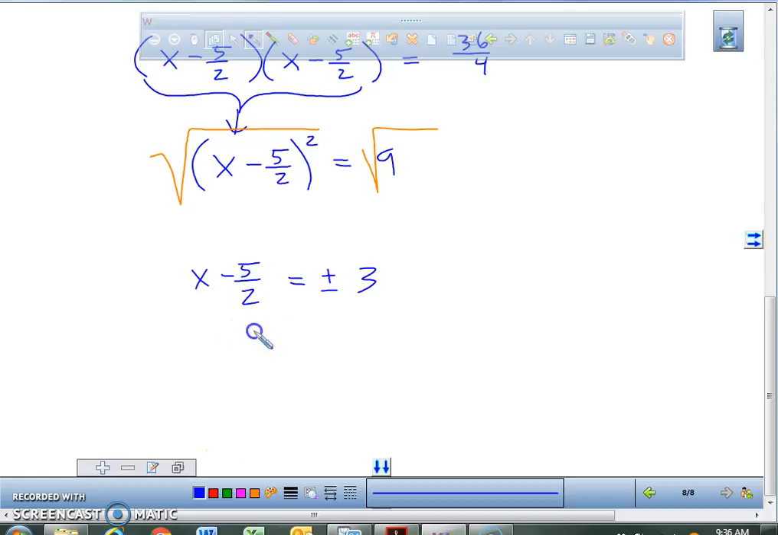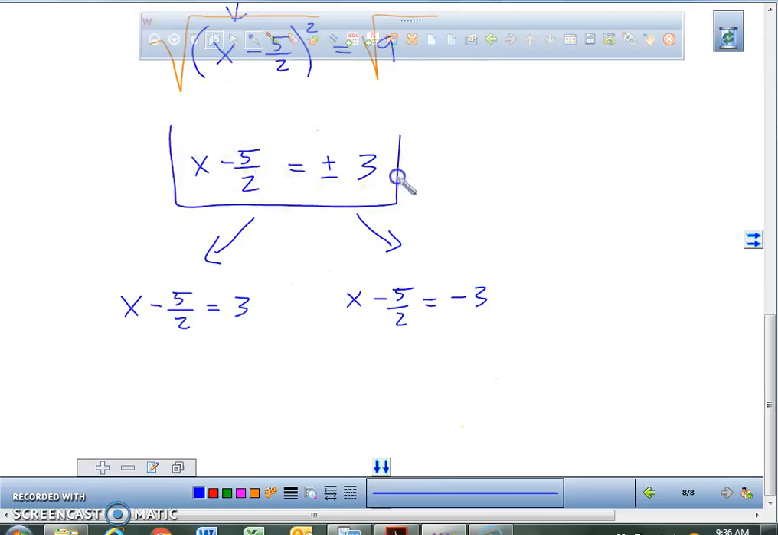At this point, and this point only, do you break it down into two equations. One of my equations is x minus 5 over 2 equals a positive 3. The other one is x minus 5 halves equals a negative 3. So you separate this right here into two equations, and then you solve each of the equations independently of each other. All right? It's the same step.